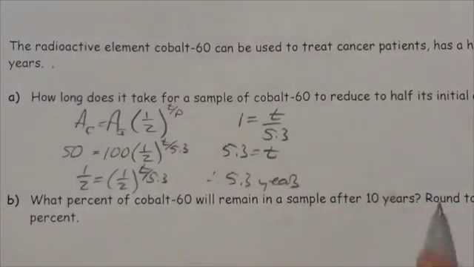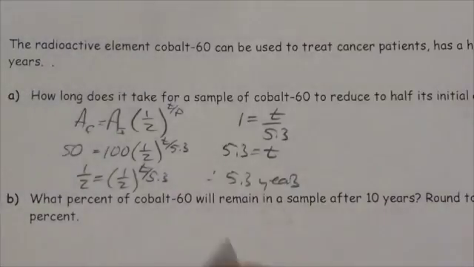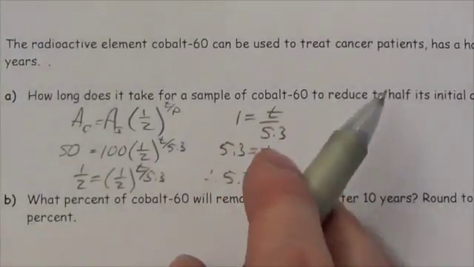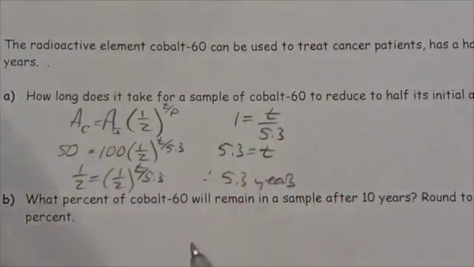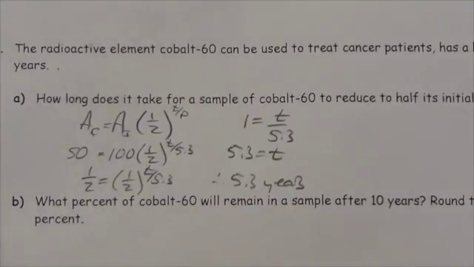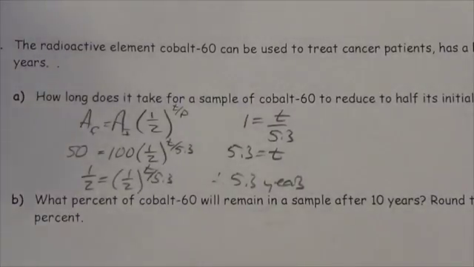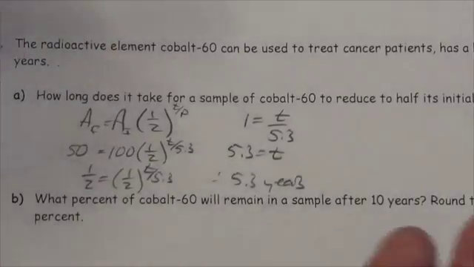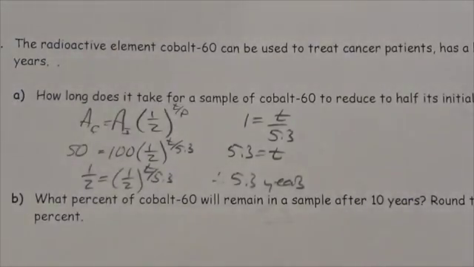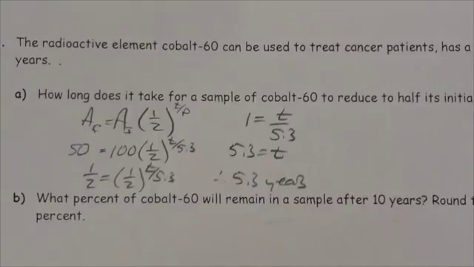But actually, that should have been obvious right from the beginning, because I'm telling you that the half-life is 5.3 years, and then I ask you how long does it take to get to half? Well, that's exactly what a half-life is. You were just told 5.3 years. So it's more of a conceptual problem than one that you're expected to work through.